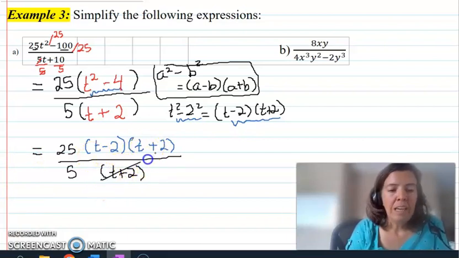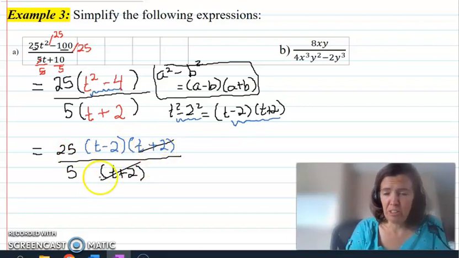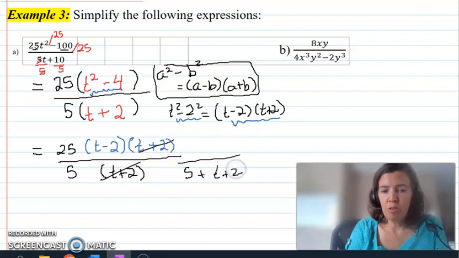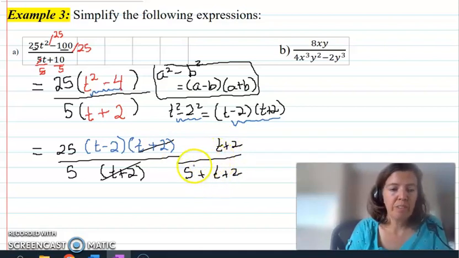And I can only cancel these t plus 2's when this is written as a product. So since I have 25 times t minus 2 times t plus 2, and then in the denominator 5 times t plus 2, I can cancel the t plus 2's. If this were 5 plus t plus 2 in the denominator, and I had a t plus 2 on top, it would be incorrect to cancel the t plus 2's in that case.